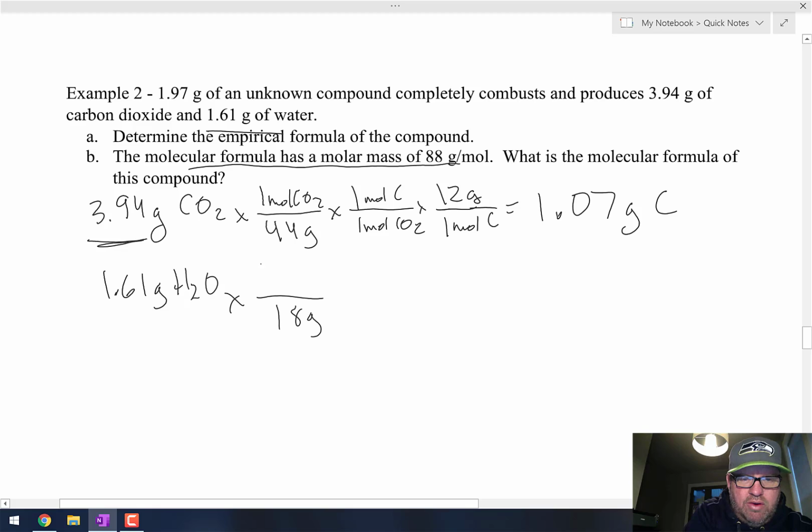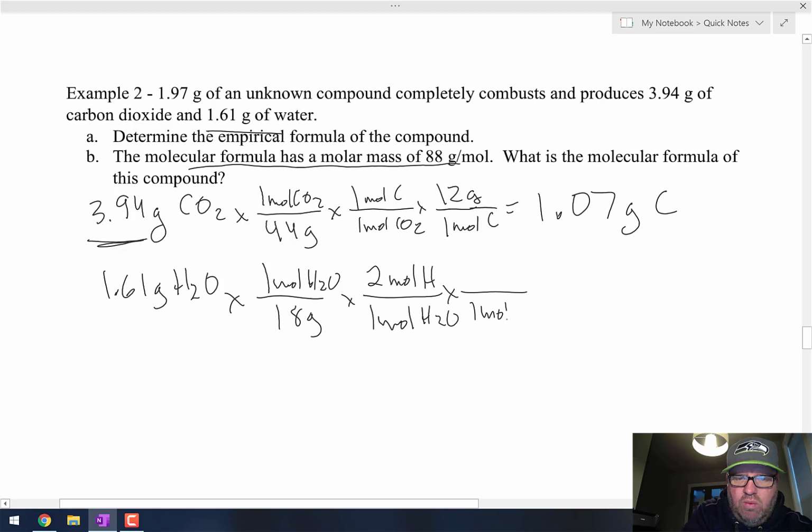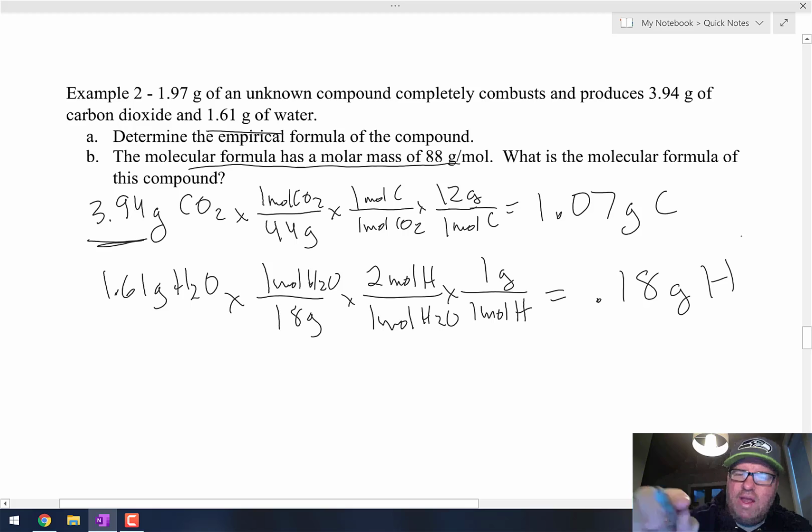Okay? And then I'm going to do the same thing with water, 1.61 grams of H2O. There are 18 grams in 1 mole of water. And then again, in 1 mole of water, there are 2 moles of hydrogen. And then 1 mole of hydrogen has a mass of 1 gram. So I'm going to take 1.61, divide by 18, and multiply by 2. And I get 0.18 grams of hydrogen.